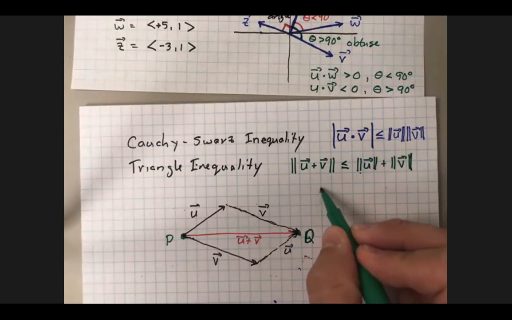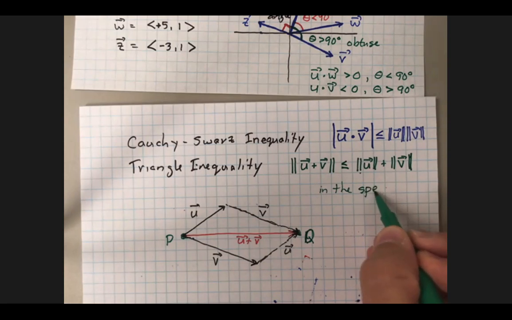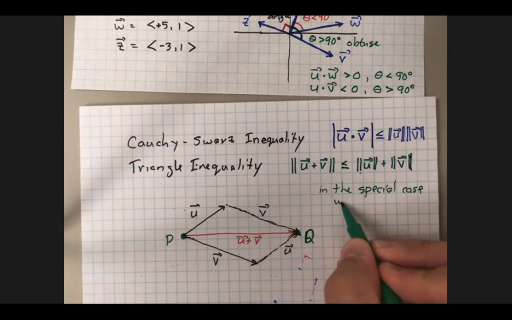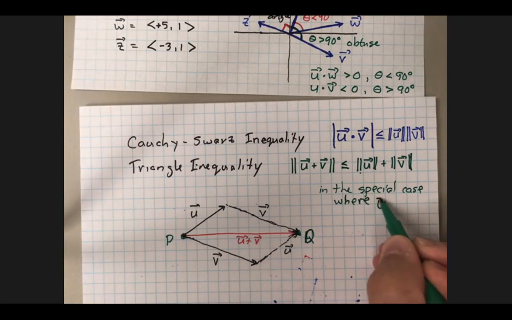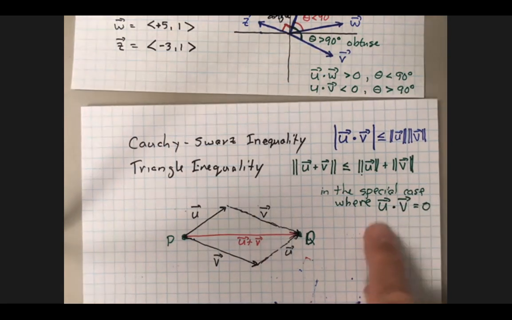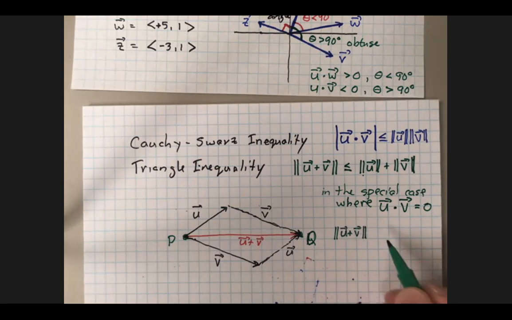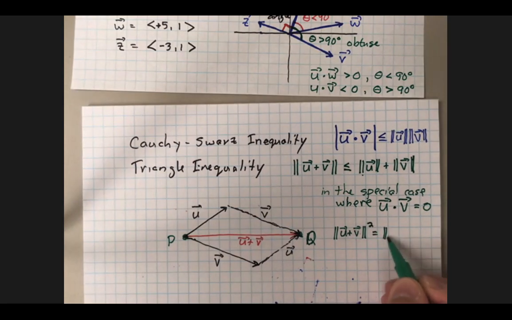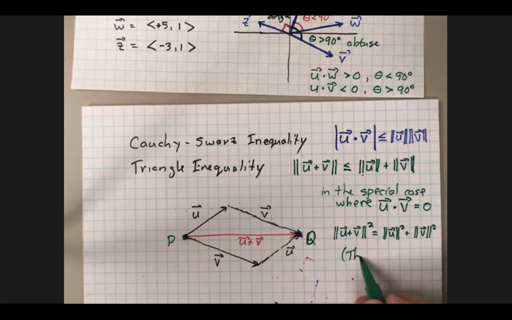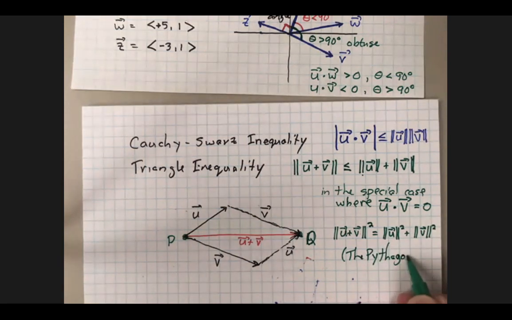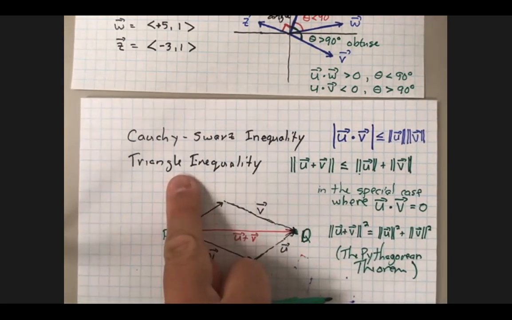The Pythagorean theorem says in this special case where u and v are perpendicular, means u dot v is zero, then there's an even tighter relationship. Then u plus v becomes the hypotenuse of a right triangle, and that square is equal to one side squared length plus the other side squared length. So this is called the Pythagorean theorem. So the Pythagorean theorem is a special case of what we call the triangle inequality.